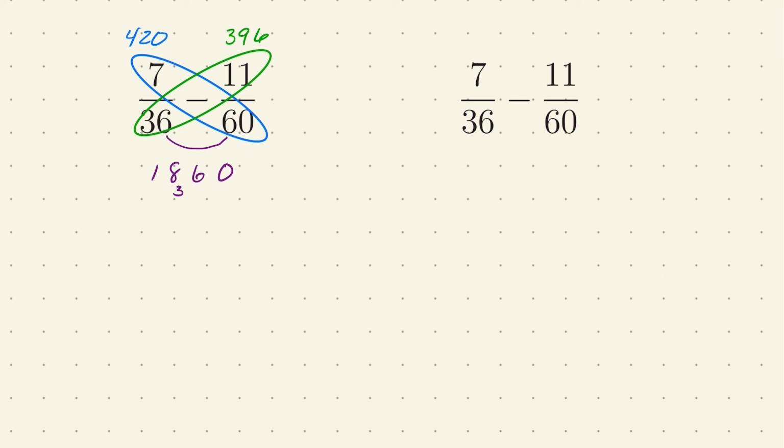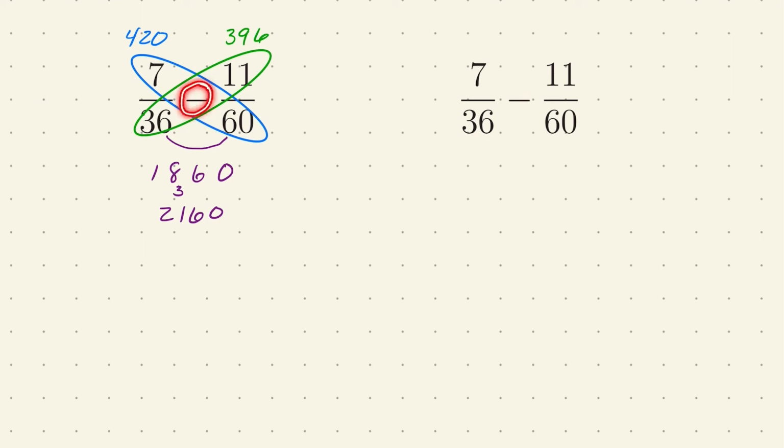So when I add this together going this direction, I end up with 2160 as my final answer. So 36 times 60 is 2,160, and you're more than welcome to check that on the calculator.